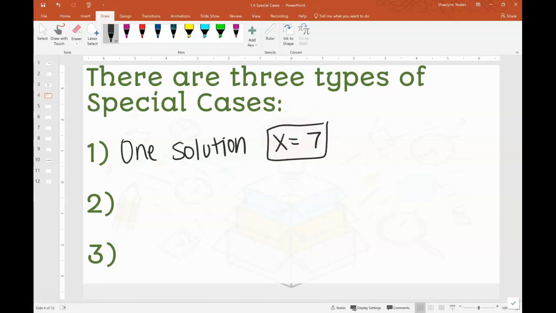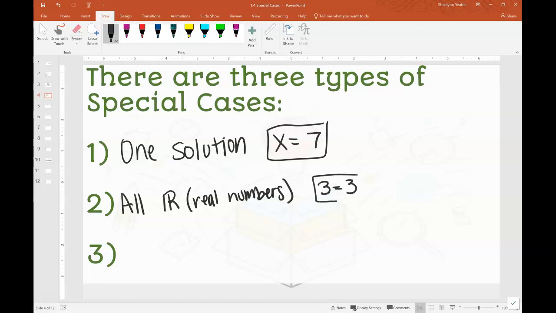There's also infinite solutions, which I like to call all real numbers. That's a symbol for real numbers. And that would be if you got down to something that was always true, like 3 equals 3.